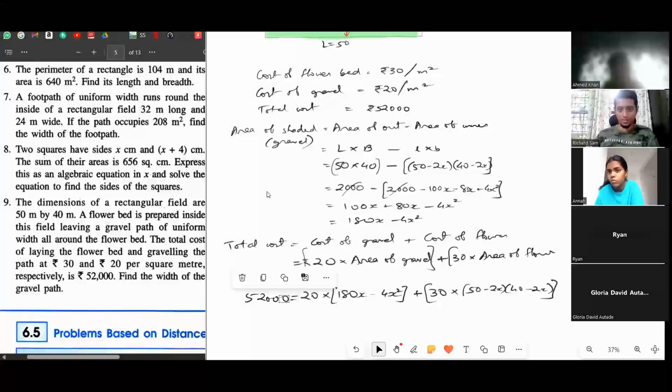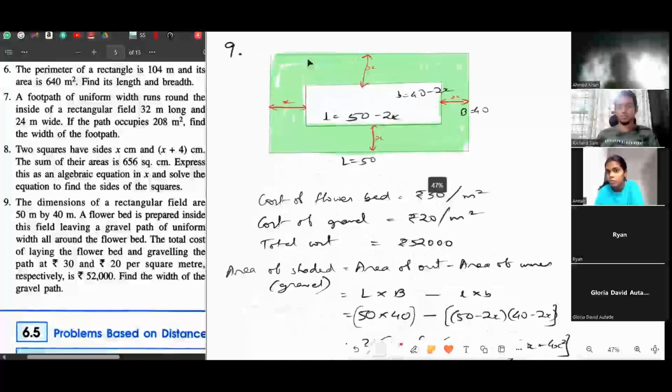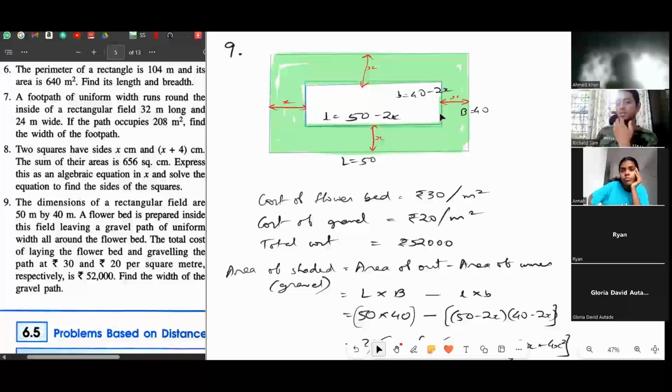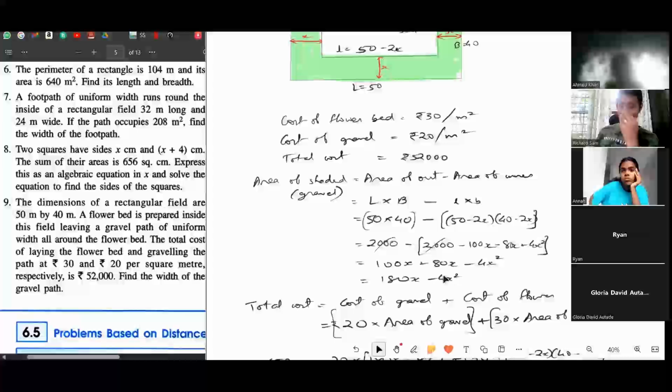It's a little difficult. So once again, just to revise what we did here. First, we drew the diagram. We used x as the width of the gravel path. Then using that x, we found the length and breadth of the flower bed. Then we made a formula for the area of the shaded part: area of the bigger rectangle minus area of the smaller rectangle. After doing that, we got 180x minus 4x square, the area of the shaded part, that is the area of the gravel.